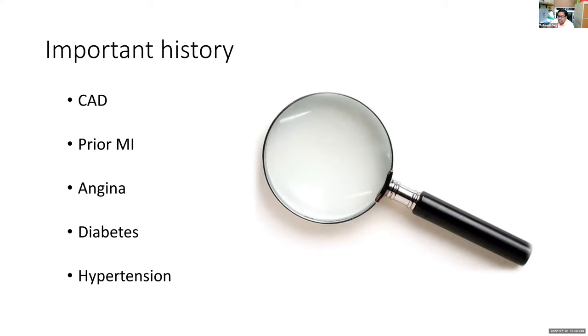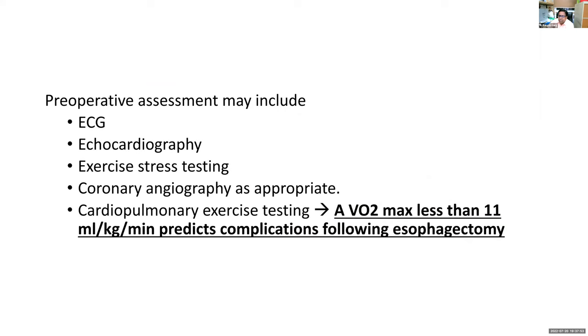And that's why we need to have an important history that needs to be elicited when these patients are posted for surgical procedure, which includes the history of CAD, prior MI, angina, diabetes, hypertension. And not only this history, but the extent of optimization of this history, and whether the patient has good compliance with medications, so that the disease is optimized and not decompensated, needs to be looked for.